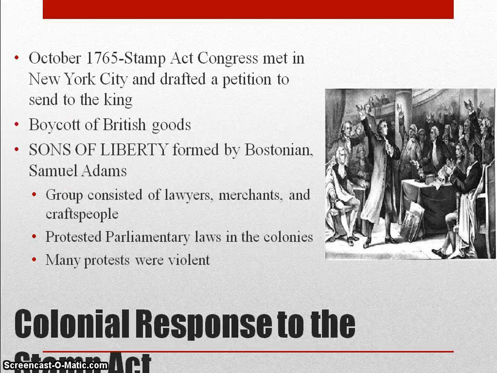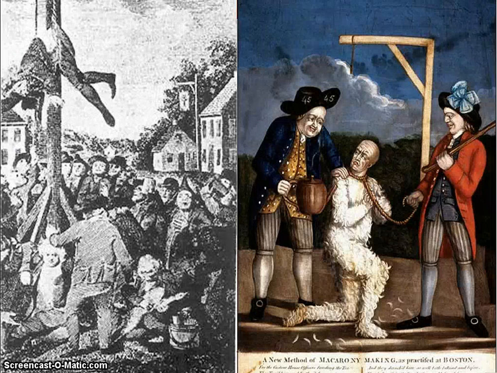Okay, your response to the Stamp Act, again, it is going to involve more people than the Sugar Act did. So you have a Stamp Act Congress that meets in New York City in October 1765, and they draft a petition to send to the king. Another part of your responses will be boycotting British goods. You have the Sons of Liberty, formed by Samuel Adams, and this group consists of quite a few lawyers, merchants, craftspeople. They're protesting parliamentary laws in the colonies, and many of their protests are pretty violent, especially actions of tarring and feathering. Not the nicest thing in the world.